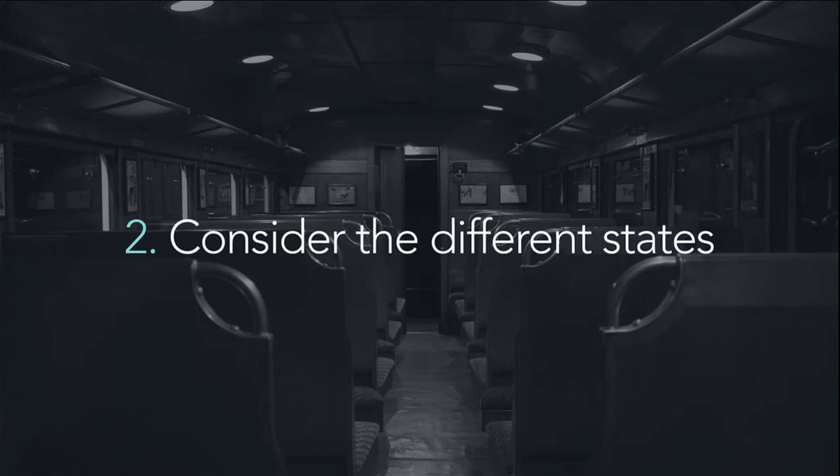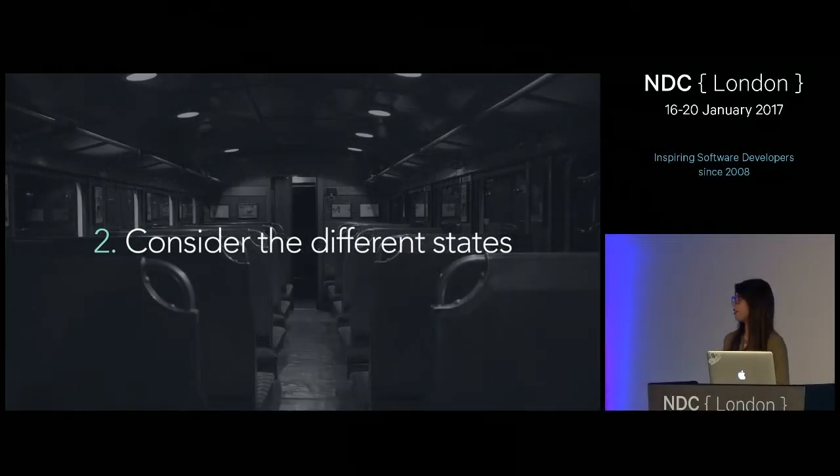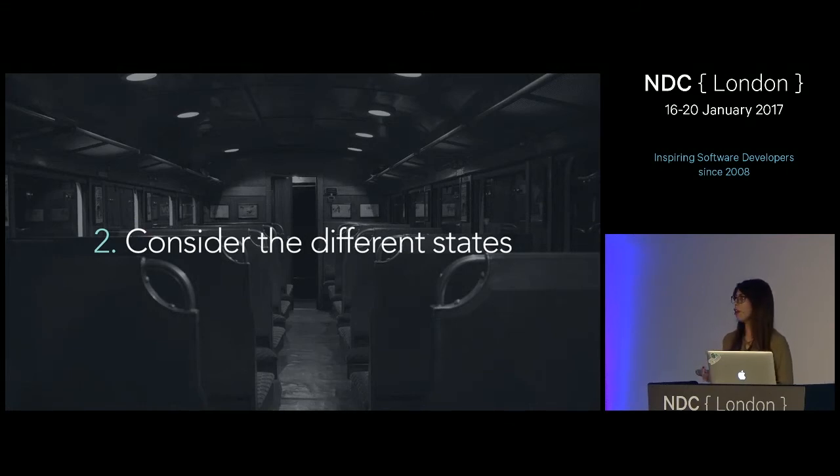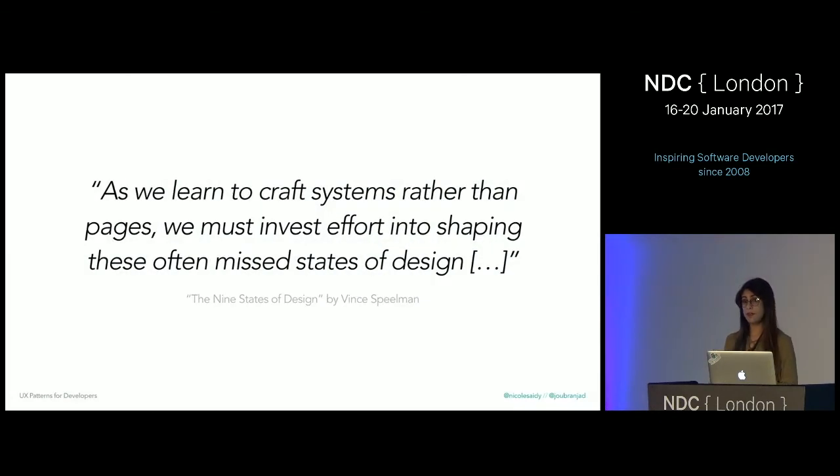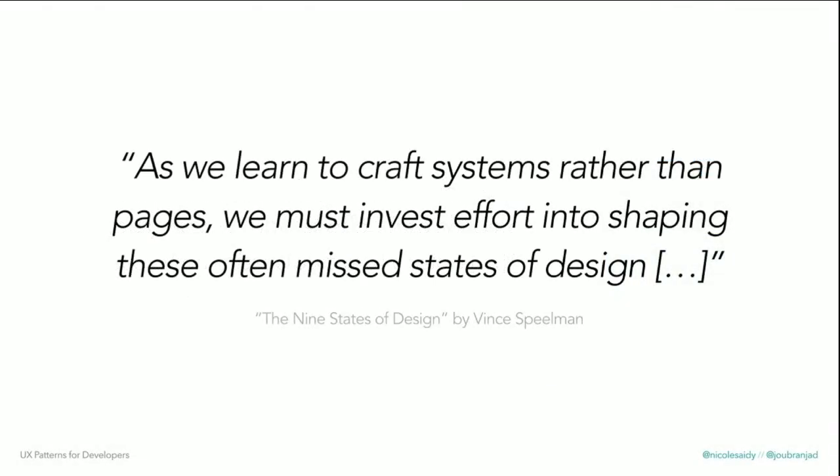Now let's move on to the second pattern. We shouldn't forget that the web is fluid, which means it will differ on so many scenarios nowadays. It's not static. It will change, which means we have to consider different states of web design. According to Vince Spielman in his article, The 9 States of Design, he said, as we learn to craft systems rather than pages, we must invest effort into shaping these often missed states of design. So what does he mean by these missed states?